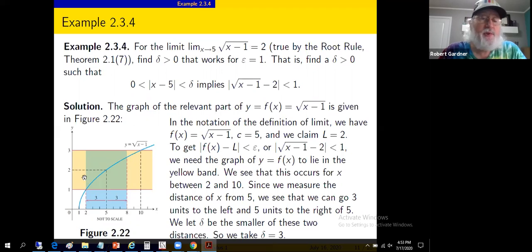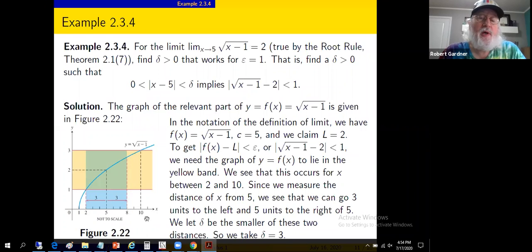Okay, we're claiming L equals 2, so here's the 2 along the y-axis. Epsilon equals 1 means we can go 1 unit up and 1 unit down from 2, creating this horizontal yellow band ranging from y value 1 to y value 3, centered about y value 2, the alleged limit value. Well, when is it that the function lies inside that yellow band? If I'm to believe the graph, then starting here, the function is within the yellow band and ending over here. That corresponds to input values of 2 to 10 along the x-axis.